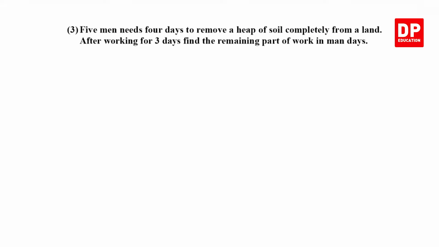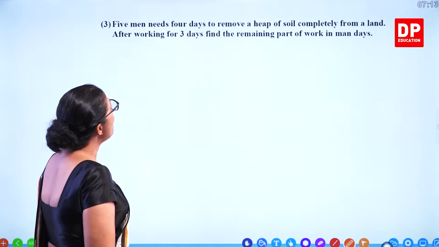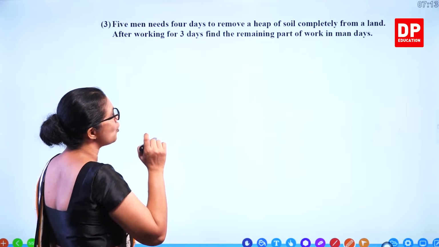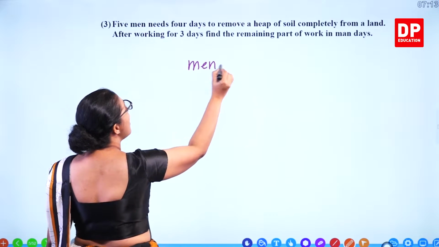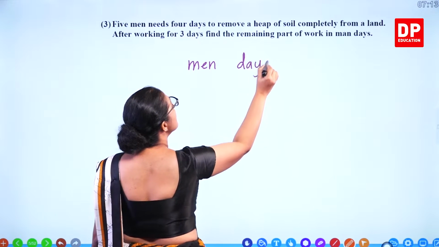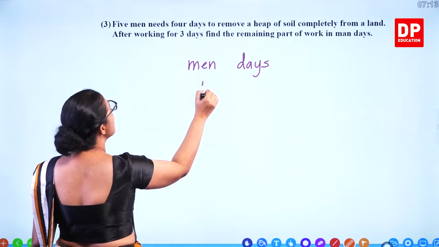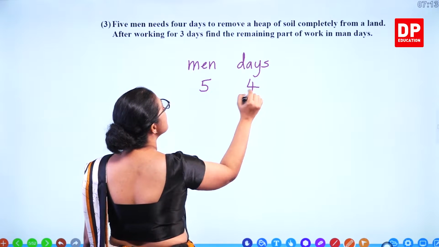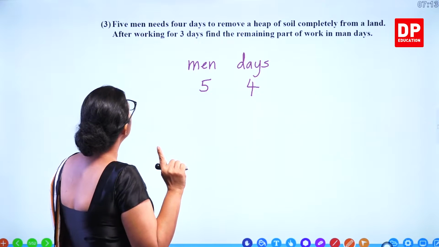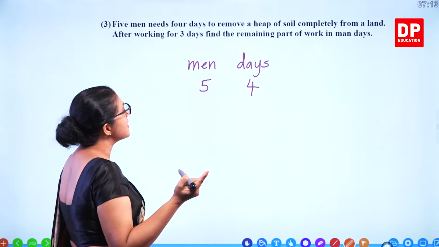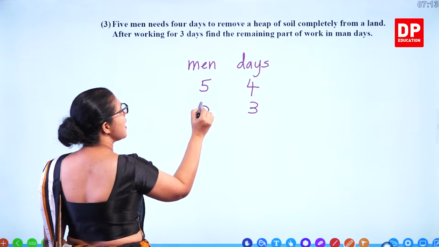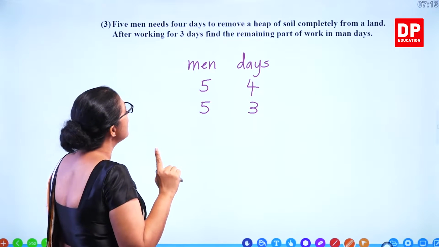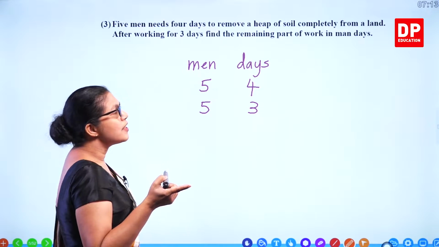Question number 3. 5 men need 4 days to remove a heap of soil completely from a land. Men and days: 5 men, 4 days. Then after working for 3 days, with the same number of men, find the remaining part of work in man days.